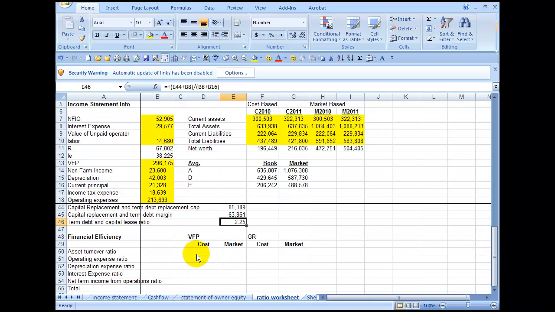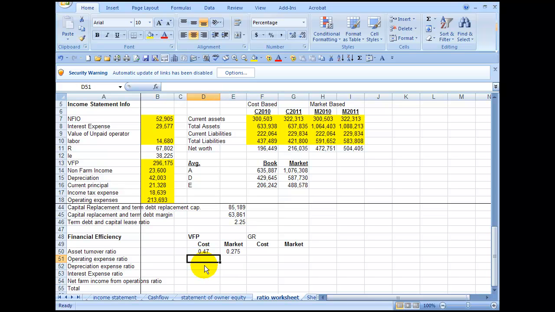And then our value of farm production or gross revenue, you can do these financial efficiency ratios over both. So I'm going to show you how to do them for value of farm production, and then you can also do them for gross revenue. So our asset turnover ratio is the gross revenue or value of farm production divided by our average assets. So in this case, it's the value of farm production divided by my average assets for cost, and I can do it for market too. Value of farm production divided by my average assets.